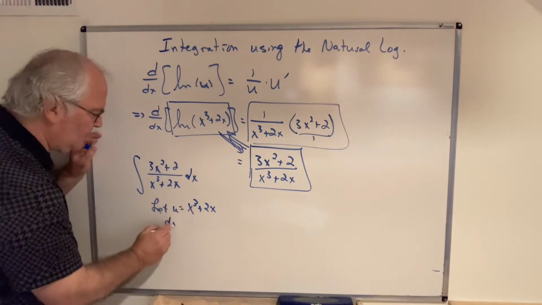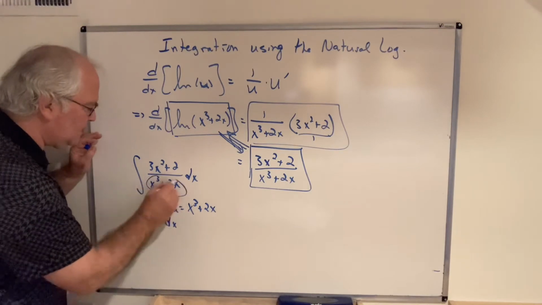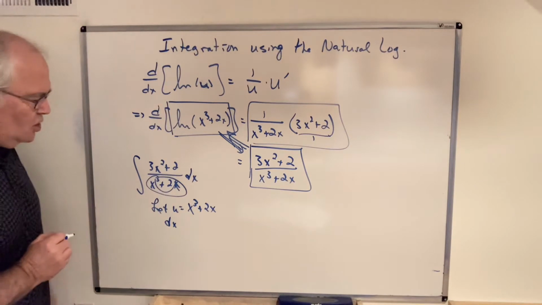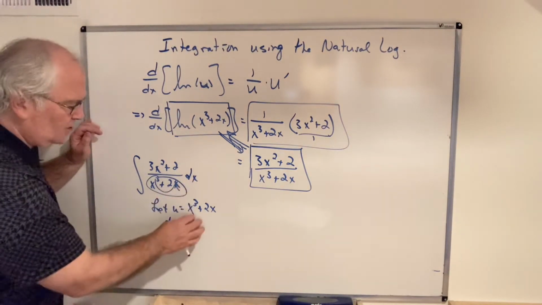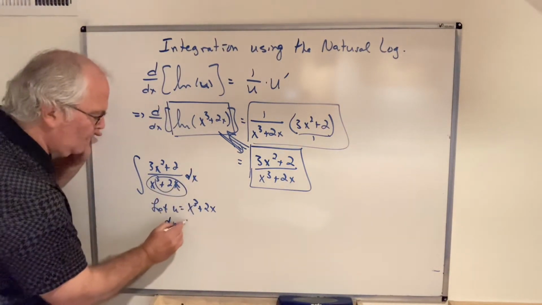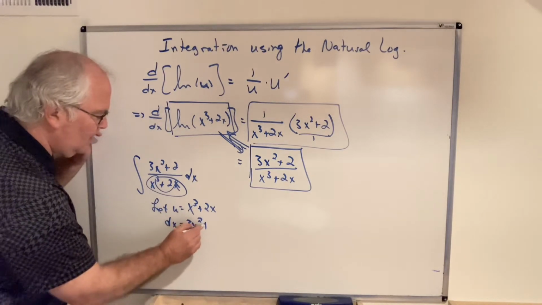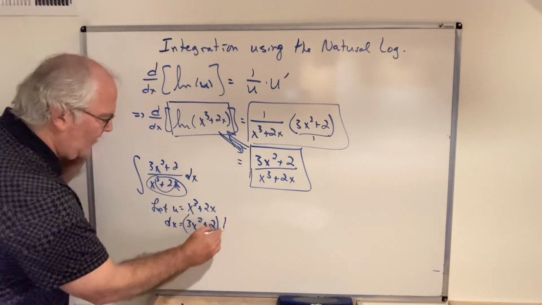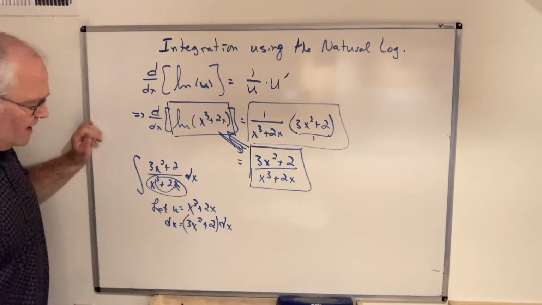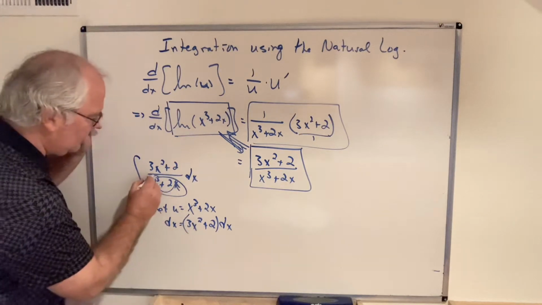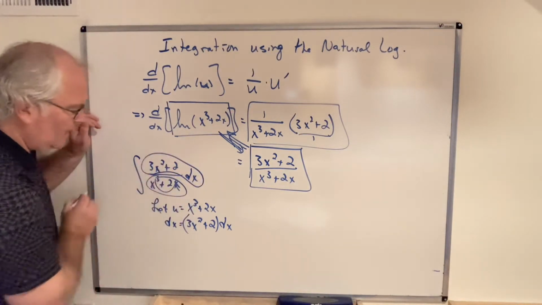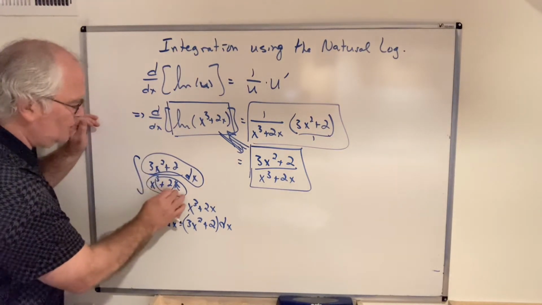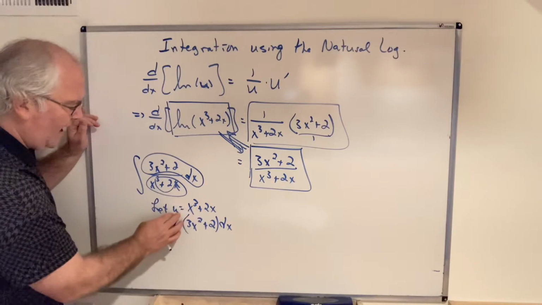And then we need to find the differential. So we've accounted for this. This is now 1 over u. We're going to translate everything into the u language. But now we need to find the differential. The derivative of x to the third is 3x squared plus the derivative of 2x is 2. And that's times dx, the derivative with respect to x. And notice that is exactly what we have left over. So how do you say x to the third plus 2x in the u language? You say that as u.